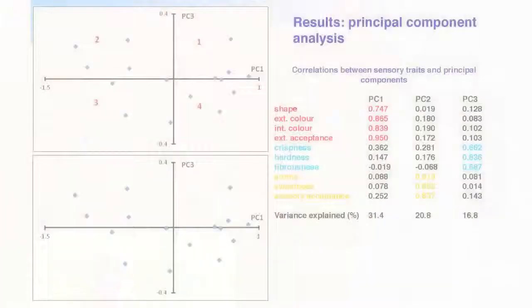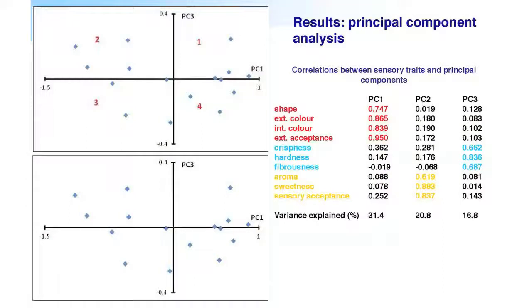This is the structure of perceptions, a principal component analysis including all the variables I mentioned. You see the first principal component, explaining about a third of the variance, is related to external characters: shapes, external color, internal color, and acceptance. The second one, 20%, is related to aroma, sweetness and overall sensory acceptance. And the third one, about 17%, is related to the physical characters of perceptions.